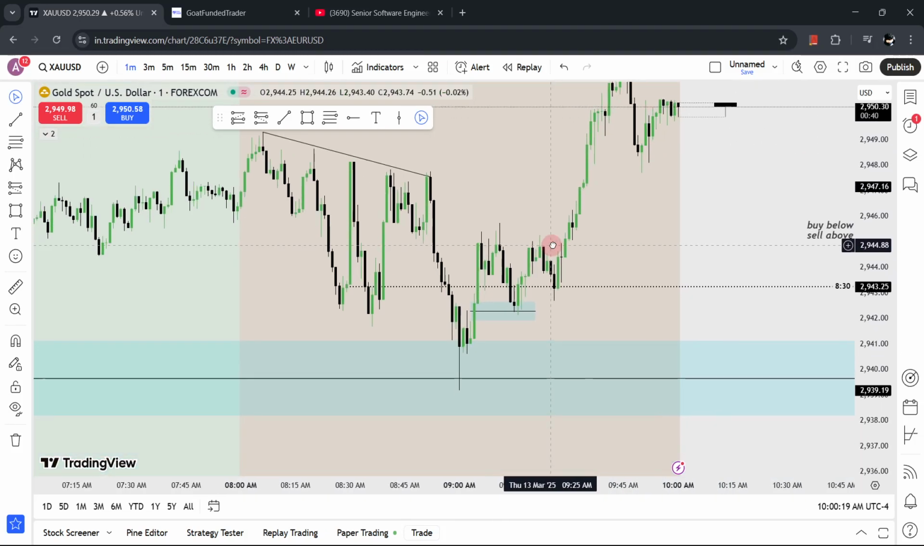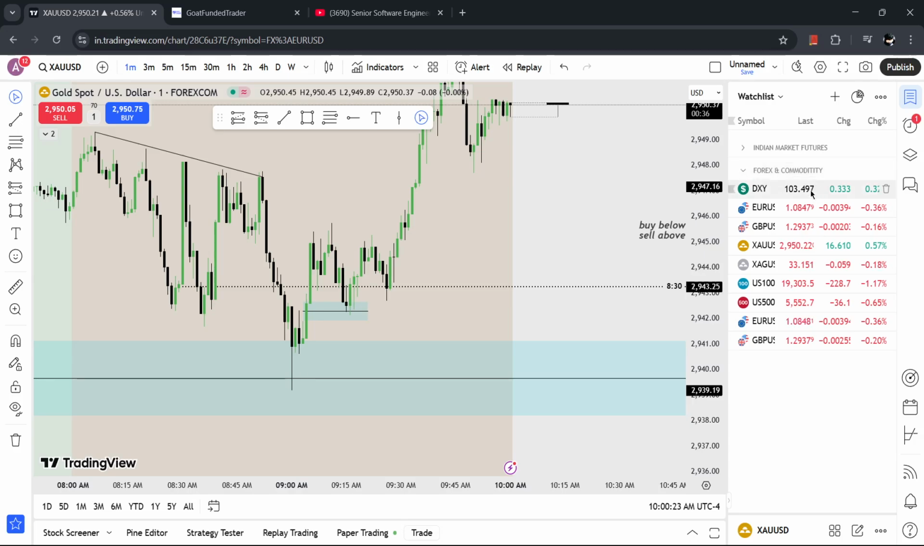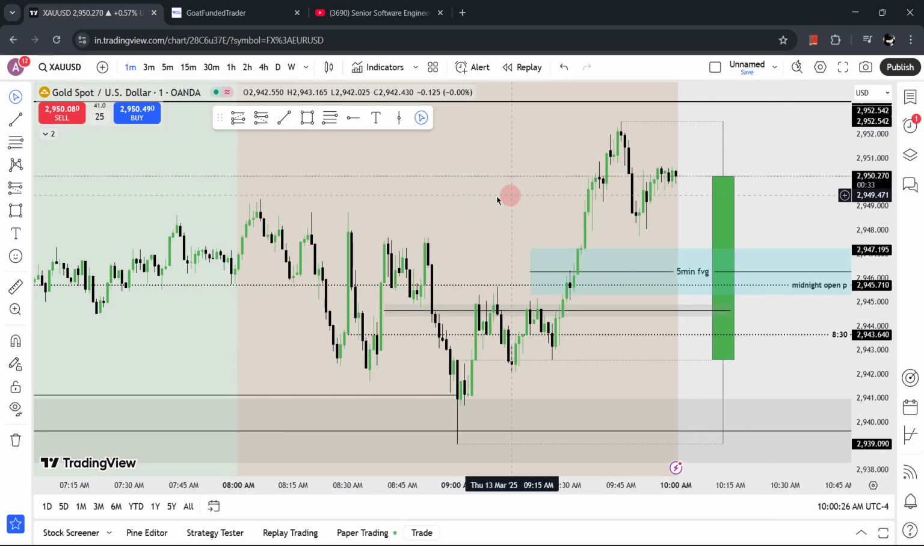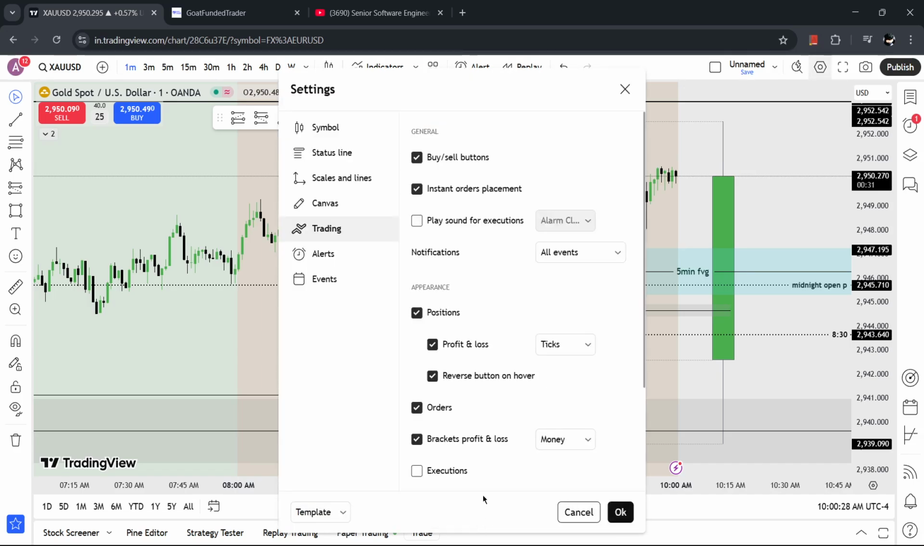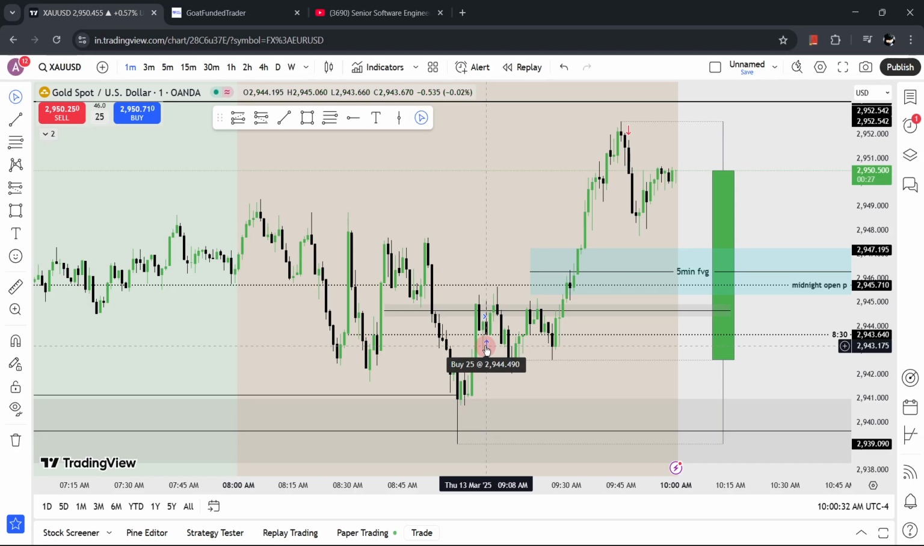So the trade was actually from here. Okay. So I will show you the execution on my personal chart. So this was the trade from here. Stop loss right here.